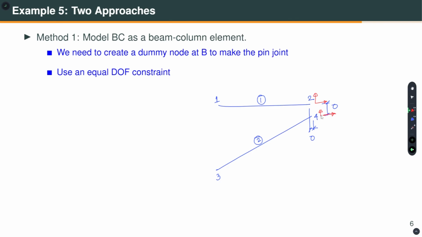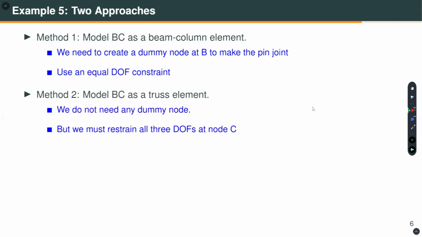So, this translation and this translation will be restrained with this translation of node 2 through something called an equal degree of freedom constraint. That means this degree of freedom is identical to that, and this degree of freedom is identical to that. That is what we will do. This is one approach. The other approach is we can model the BC as a truss element.